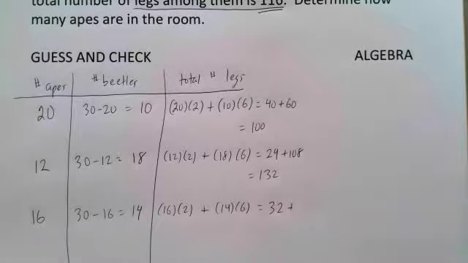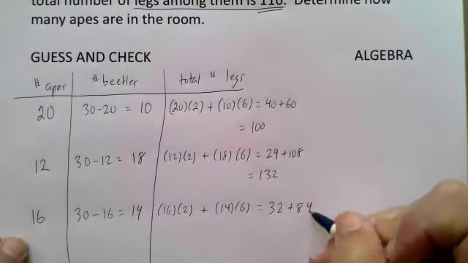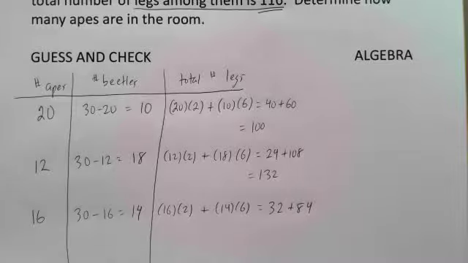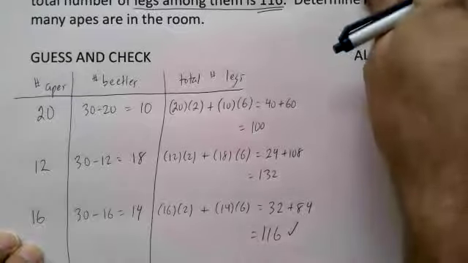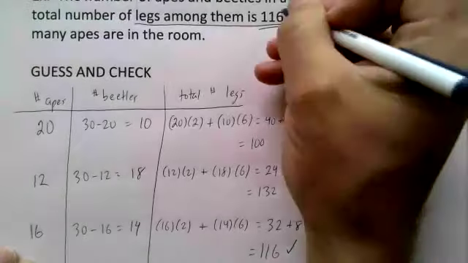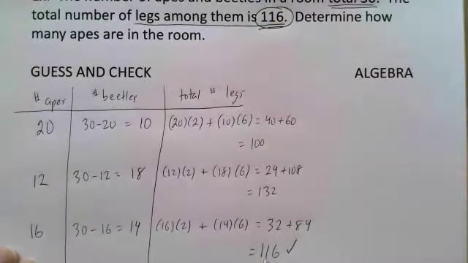16 times 2 is 32. 14 times 6 is 84. Go ahead and add those up and see what you get. I think we actually get 116, which is what we were trying to get. That's what we wanted. That checks out.